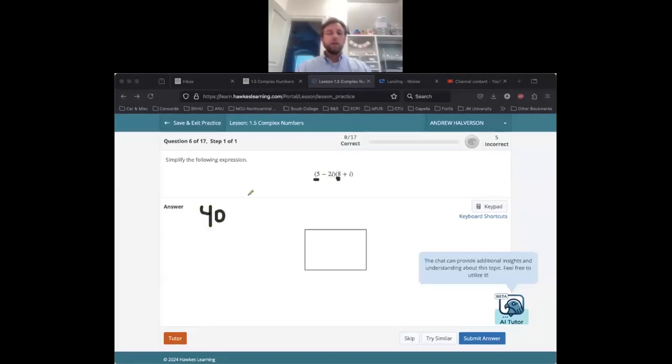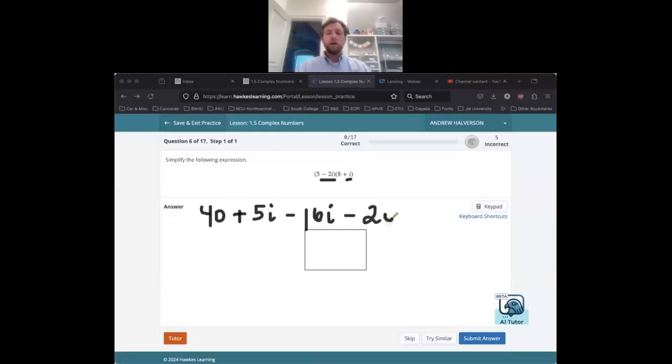Then we do the outer, which is 5 times i, which is going to give us plus 5i. And now we do the inner, which is the -2 times +8, which is going to give us -16i. And then we do the last. I always mess that one up. -2 times i, which is going to give us -2 times i squared.